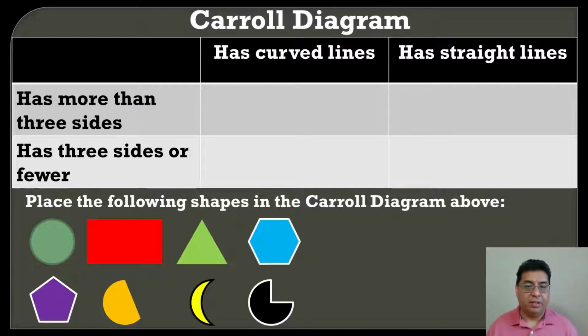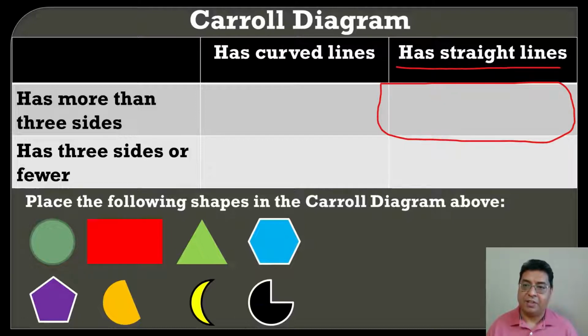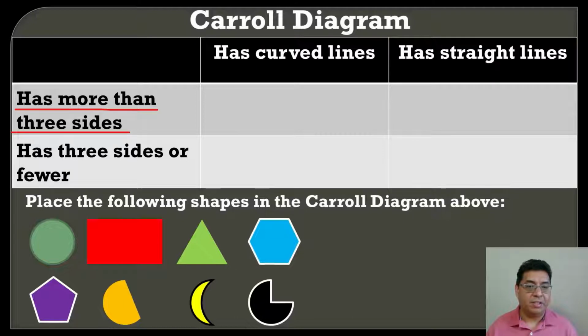So looking at all the shapes here, do we have any that have more than 3 sides and also have curved lines? Well, the answer is no. Actually, none of them have it at this point. So let's go ahead and look at the next one over here that says has straight lines. And again, we're looking at has more than 3 sides.